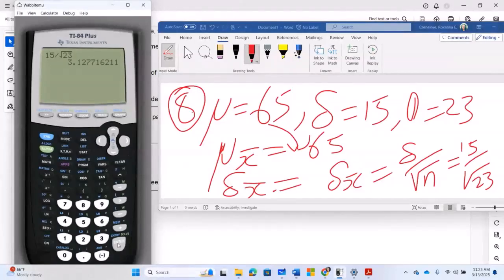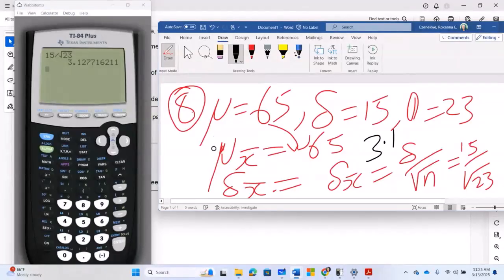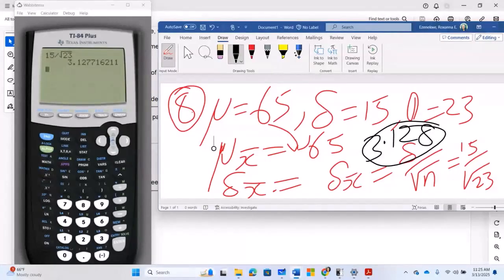The standard error is 3.128 to 3 decimal places. So we have answered that question. That question says, given the mean of the original data and the standard deviation of the original data, can you find the mean of the central limit theorem and the standard deviation of the central limit theorem? It's really easy. It's as easy as that.